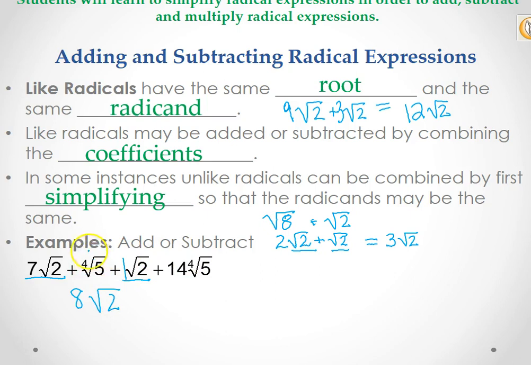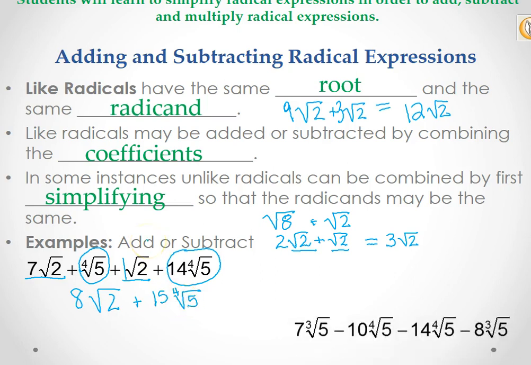Okay, then we have this 4th root of 5. Do we have any other 4th roots of 5? Yes, Miss Finney. Thank you. I love it when a class participates. So we have 1 fourth root of 5 plus 14 fourth roots of 5, which gives us 15 fourth roots of 5.